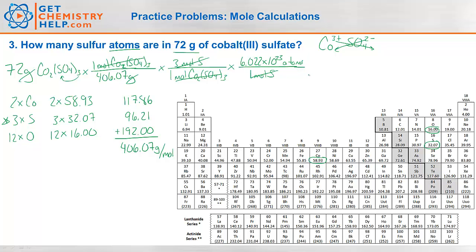So moles cancels. Let's look here at our significant figures. 72, that's 2. This molar mass has 5. Now this, remember, is exact because there's exactly 3 sulfurs in cobalt-3 sulfate. It's not measured or approximate. So this is exact. Avogadro's number is 4. So we have 2, 5, exact, and 4. So the fewest would be 2. So I worked that out and I got 3.2 times 10 to the 23rd atoms. So that's how many atoms of sulfur are in 72 grams of cobalt-3 sulfate.